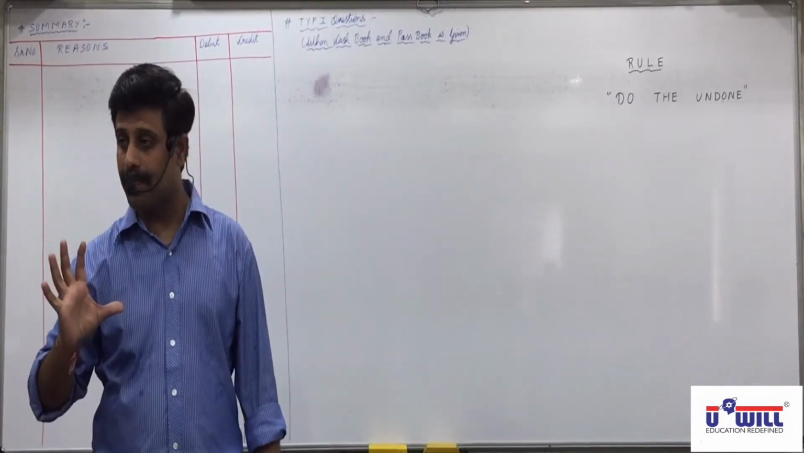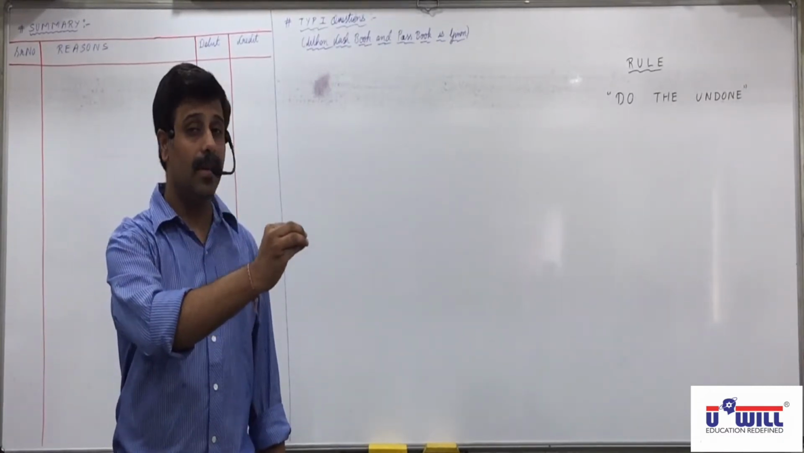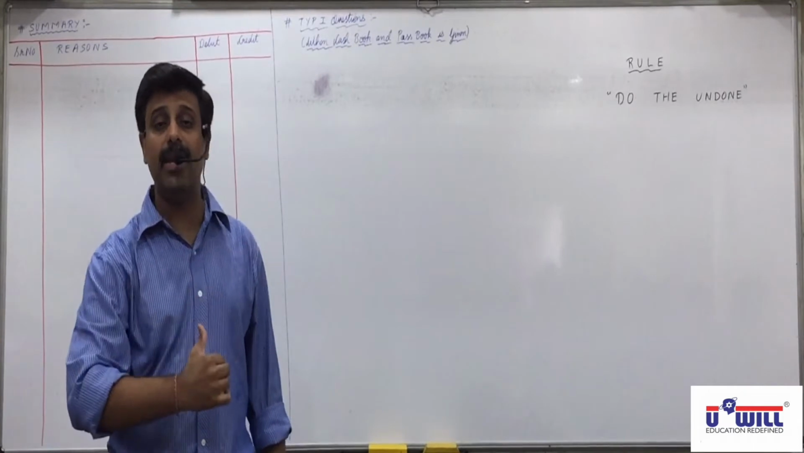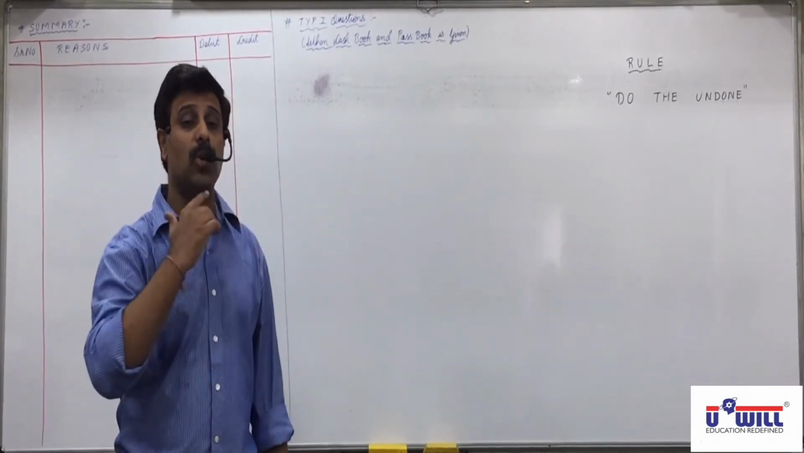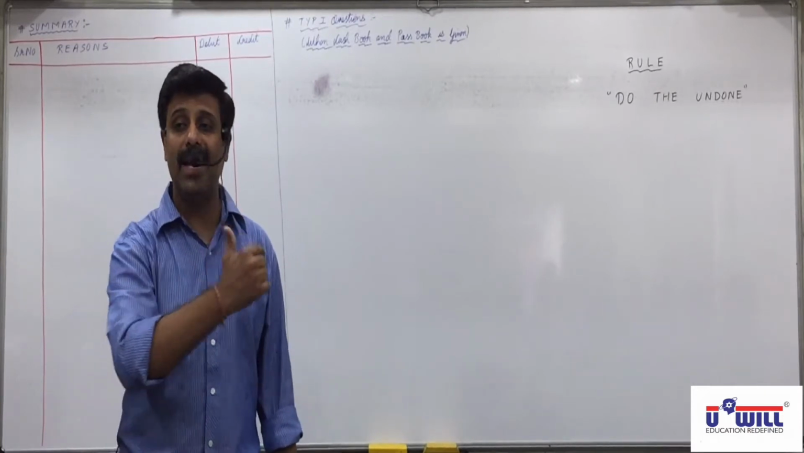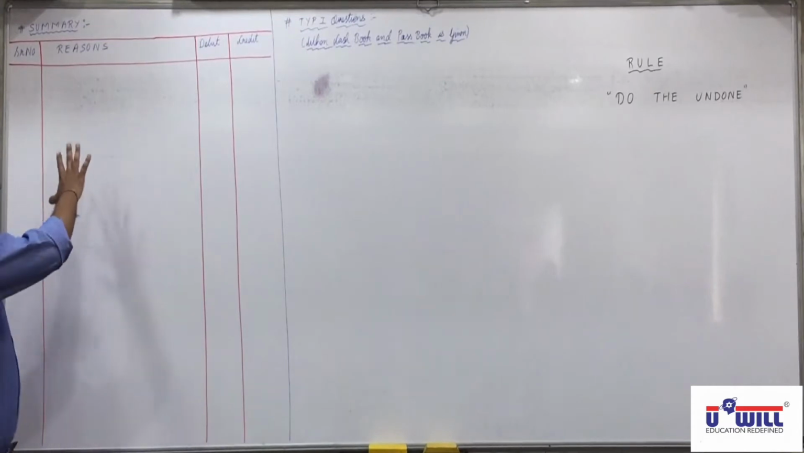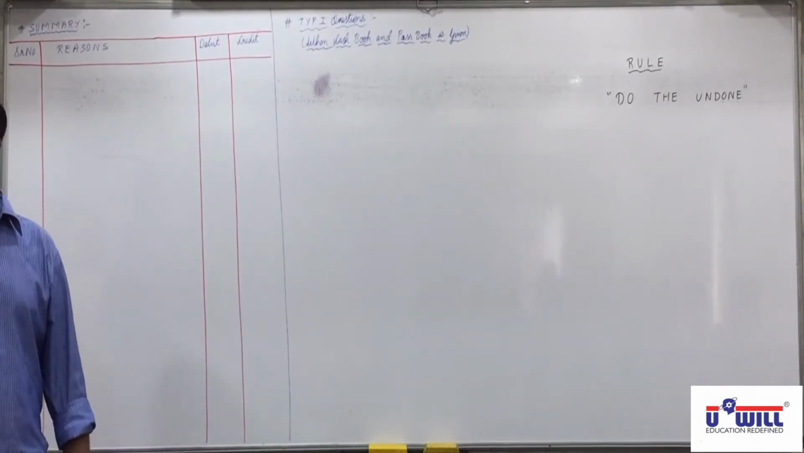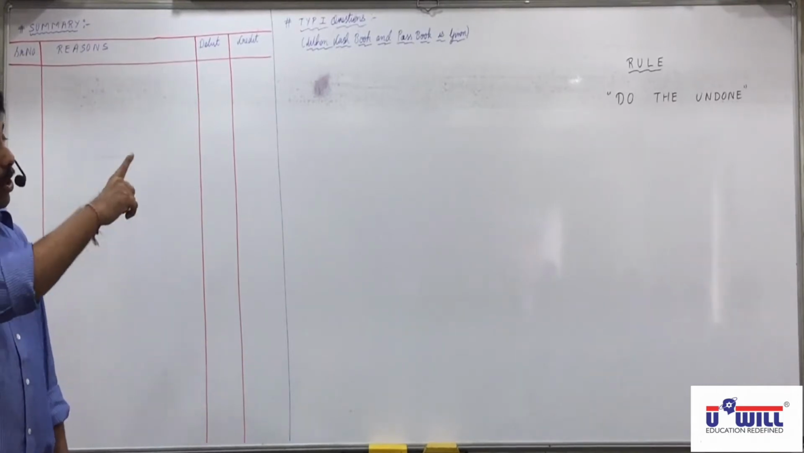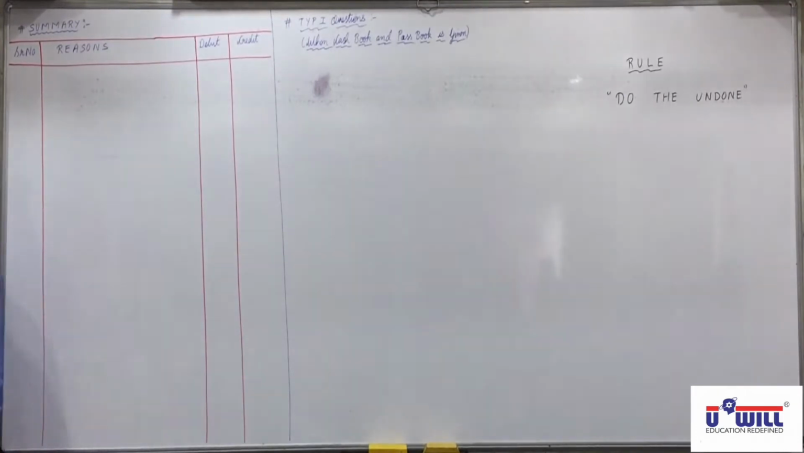Either of the things. Either you start with closing balance of cash book, then your answer will be passbook's closing balance. And if you start with passbook's closing balance, your answer will be cash book's closing balance. And in between, we will write the reasons why cash book's balance is different from passbook. How will you write those reasons? Do the undone. Okay. So look at page 271, question number 10.